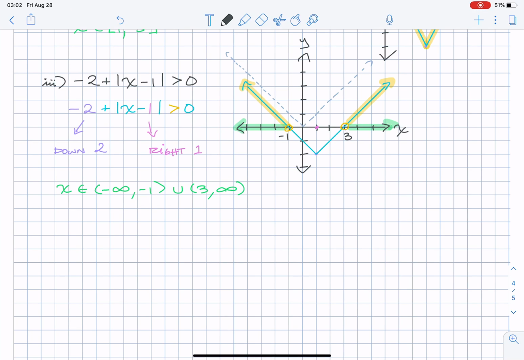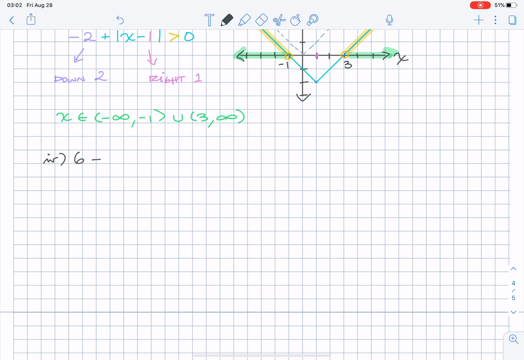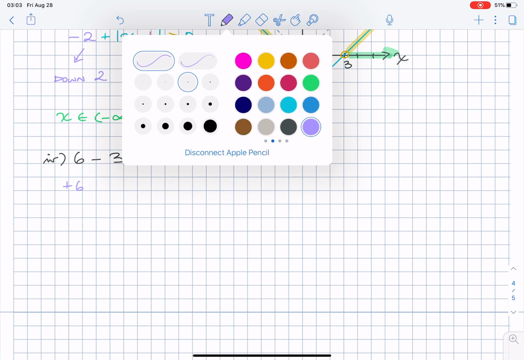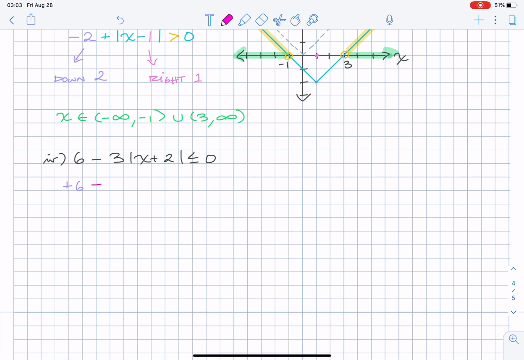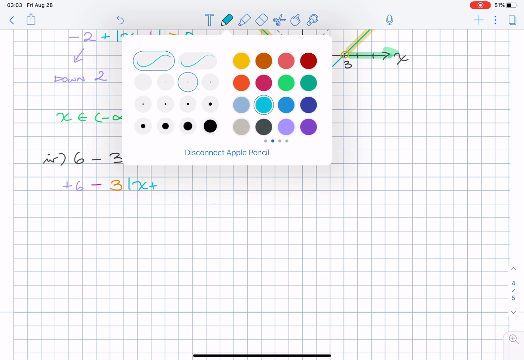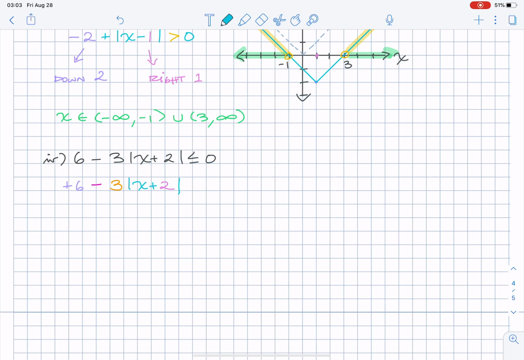So number 4. Let's do 6 minus 3 times the absolute value of x plus 2 is less than or equal to 0. Okay, so this is a positive 6. This is a negative 3 times the absolute value of x plus 2 is less than or equal to 0.